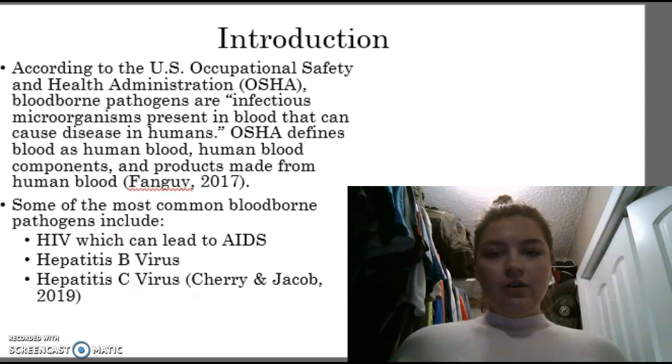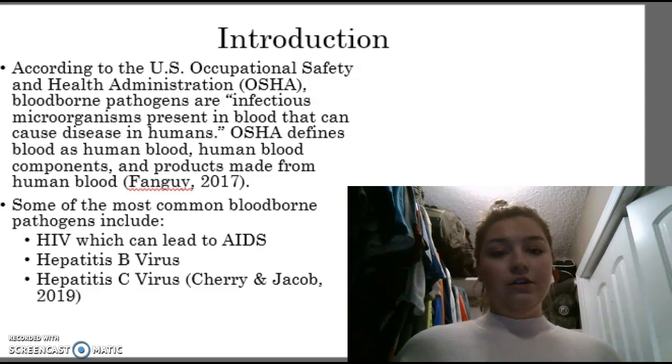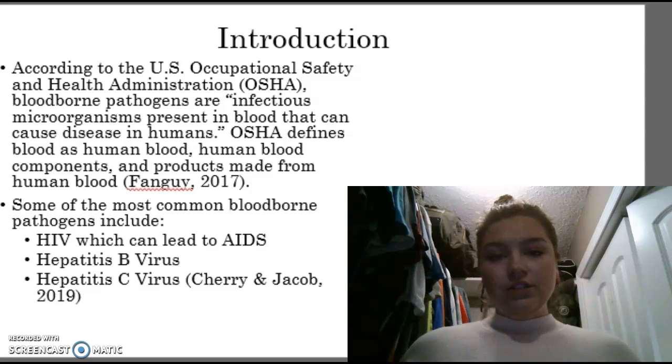Introduction. According to the U.S. Occupational Safety and Health Administration, or OSHA, bloodborne pathogens are infectious microorganisms present in blood that can cause disease in humans. OSHA defines blood as human blood components, and products made from human blood. Some of the most common bloodborne pathogens include HIV, which leads to AIDS, hepatitis B virus, and hepatitis C virus.